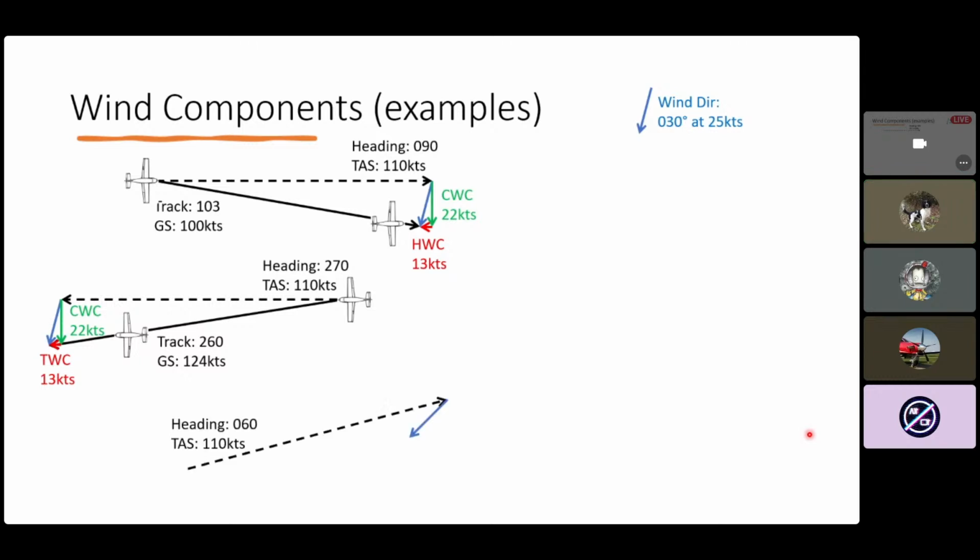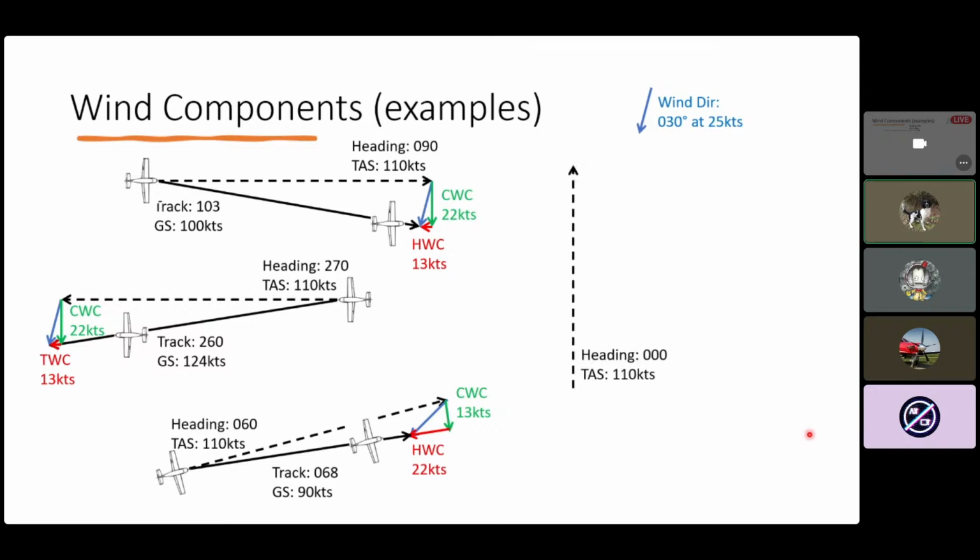Just more of the same. 060, flying northeasterly this time. So we'll get a much greater effect on ground speed now because we're more into the wind than across it. This time we've got 13 across and 22 knots headwind. Again, if we fly due north, we're almost right into that wind, so we're getting, that should say ground speed, I do apologise, a ground speed of 89 knots. So the components are slightly different. The reason it looks the exact same is because I've rounded these.